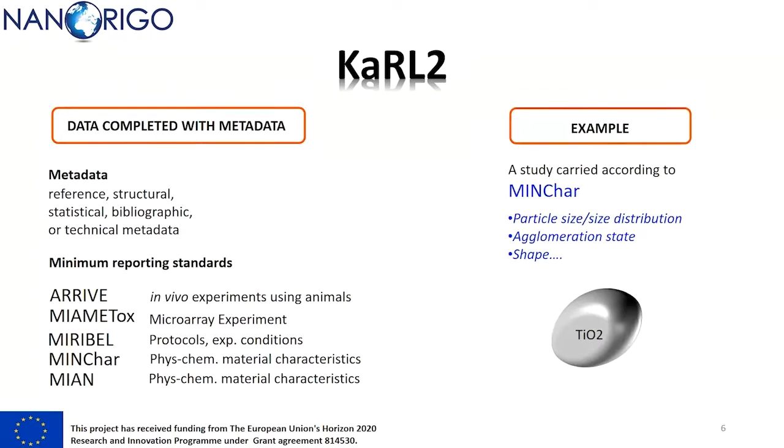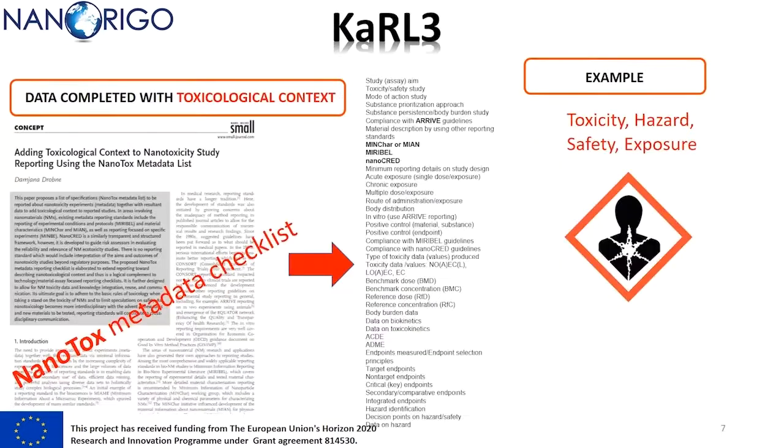For example, KaRL 2 could be a study which was carried out according to MINChar, and MINChar requires the reporting of particle size distribution, agglomeration state, shape of the nanoparticle, functionalization, and so on. KaRL 3 represents data completed with toxicological context, which is very important for regulatory purposes.